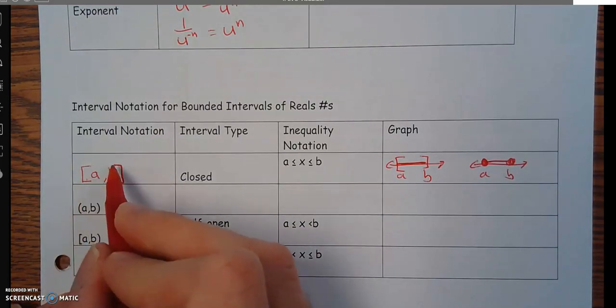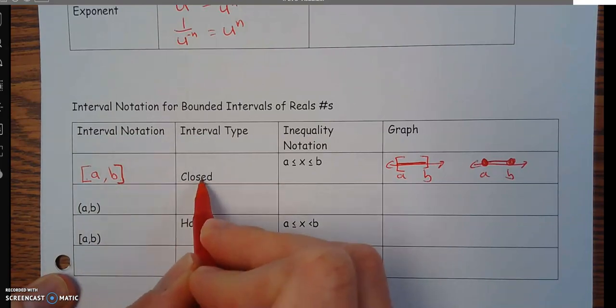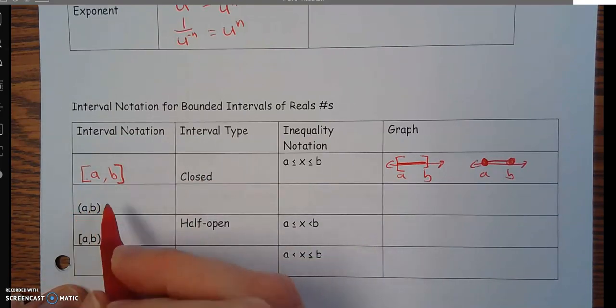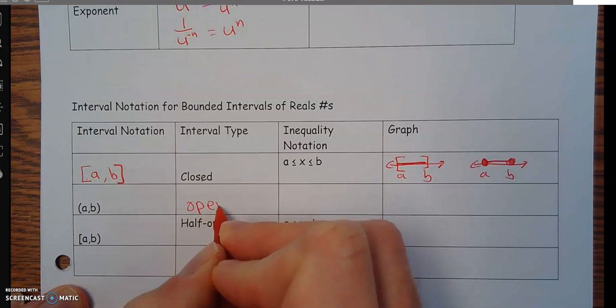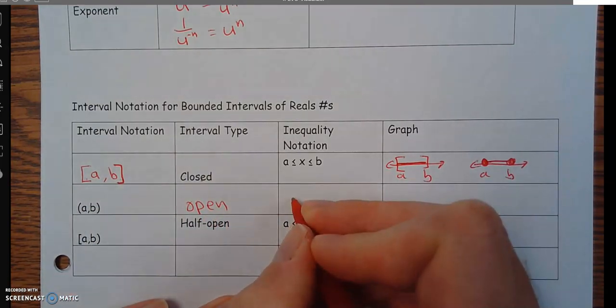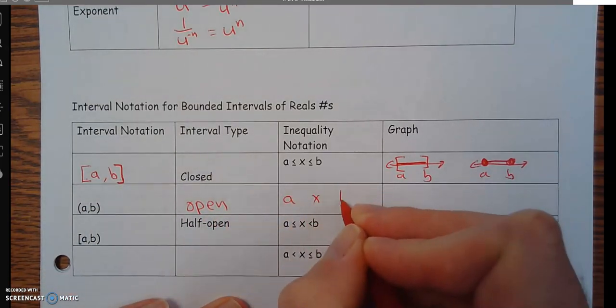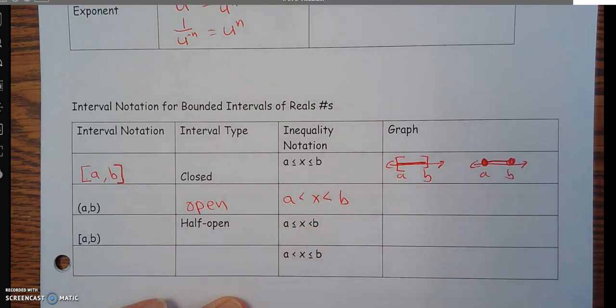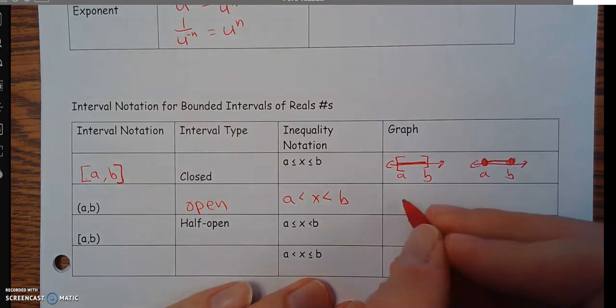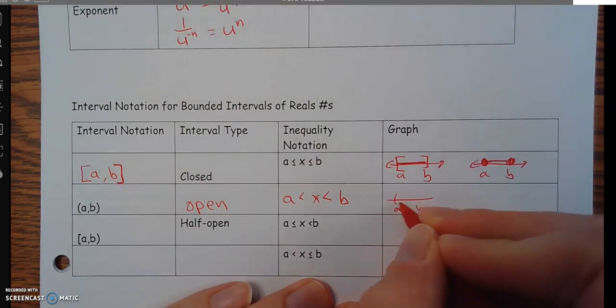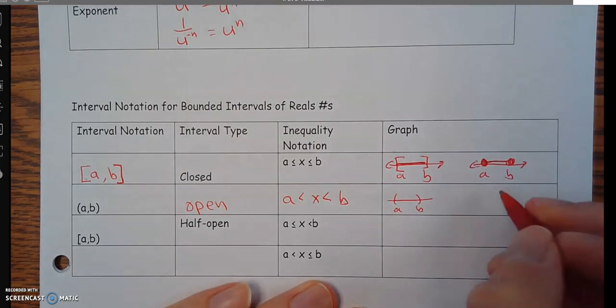So if the points being included means it's closed, parentheses means that it's open. It's an open type. What that really means is that x is between a and b, but neither a or b are in there. Neither one of them is included. And how we graph that from a to b would be parentheses, like that.